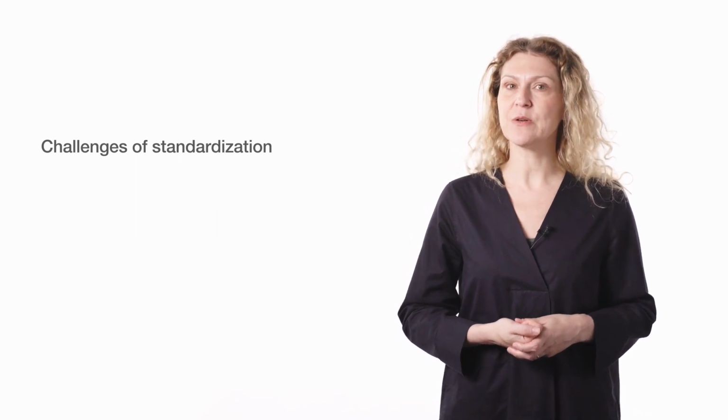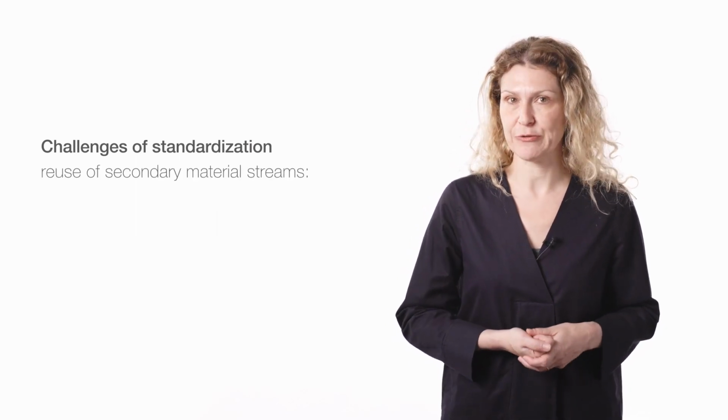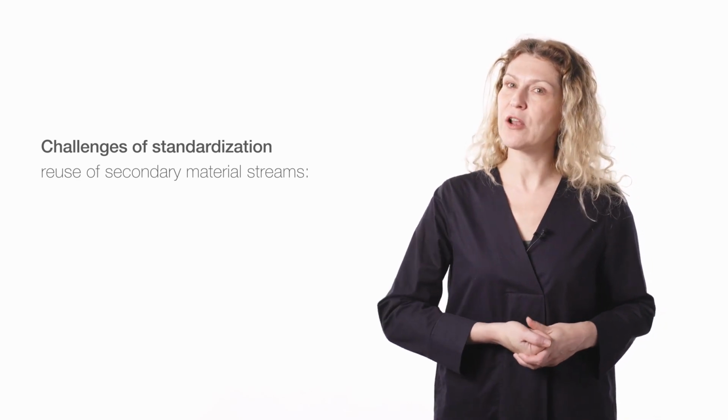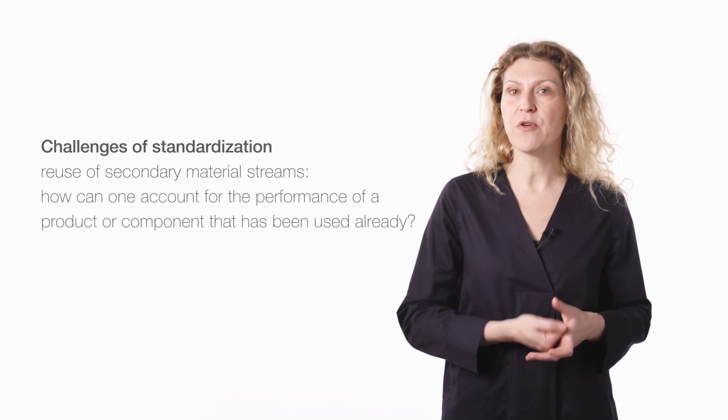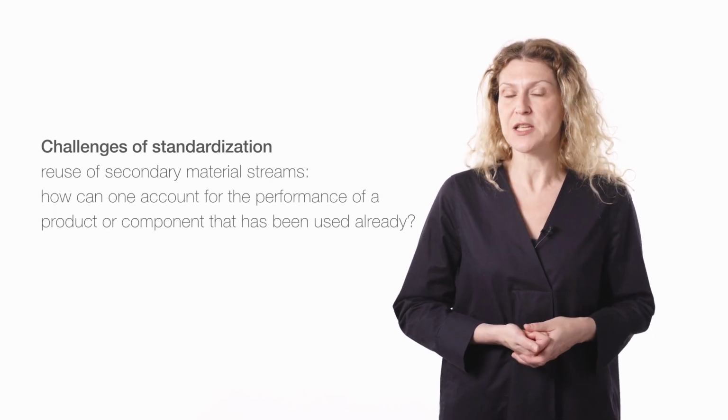For one, circularity requires the reuse of secondary material streams. This puts a lot of pressure on standardization systems. How can one account for the performance of a product or a component that has been used already?